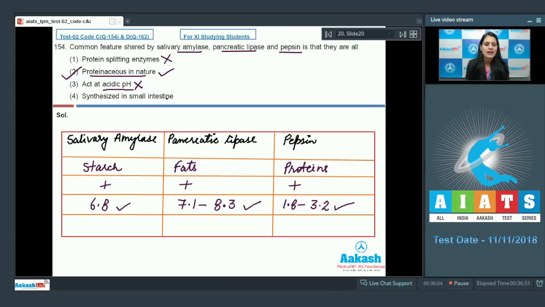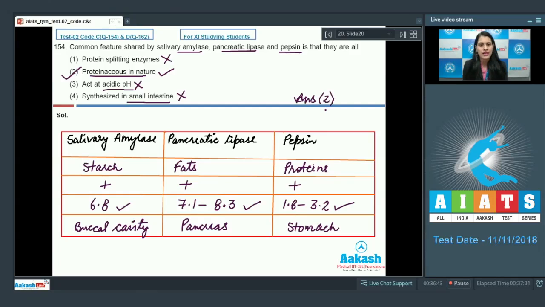Our last option given is synthesized in small intestine, and this is also incorrect because the salivary amylase is secreted by salivary glands in buccal cavity, whereas pancreatic lipase is secreted by pancreas and pepsin is secreted in stomach. So the correct answer for this question is option number 2. Let's proceed to the next question.